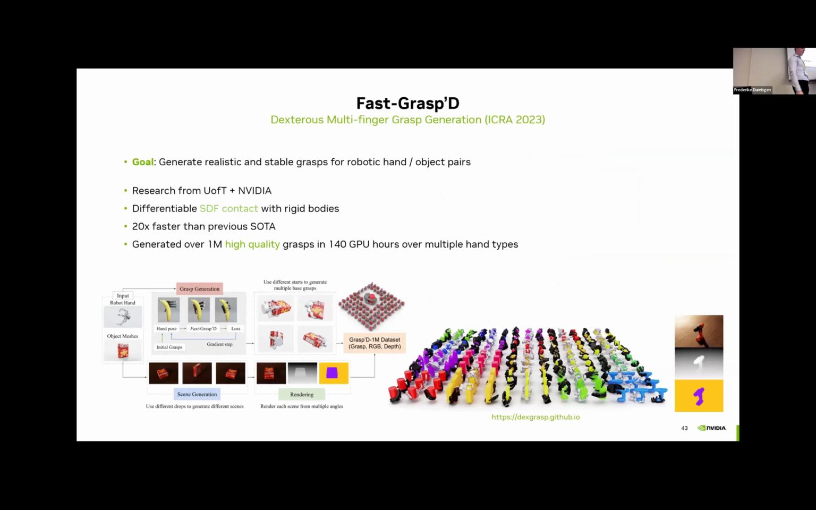Here's a project we did with University of Toronto on generating grasps. So we have a differentiable contact model here, and the goal is to optimize the configuration of a robotic hand so that it reaches a stable contact around a large variety of objects. And we leverage these differentiable mesh query functions we supply in Warp to have a fast and large-scale simulation. So we are able to generate over 1 million grasps in just 140 hours on a GPU.